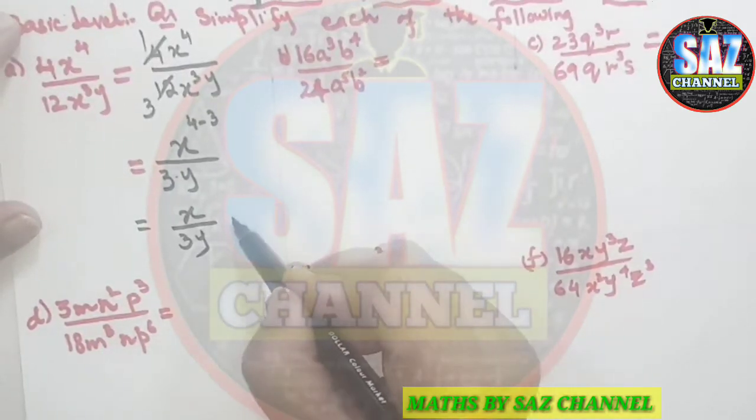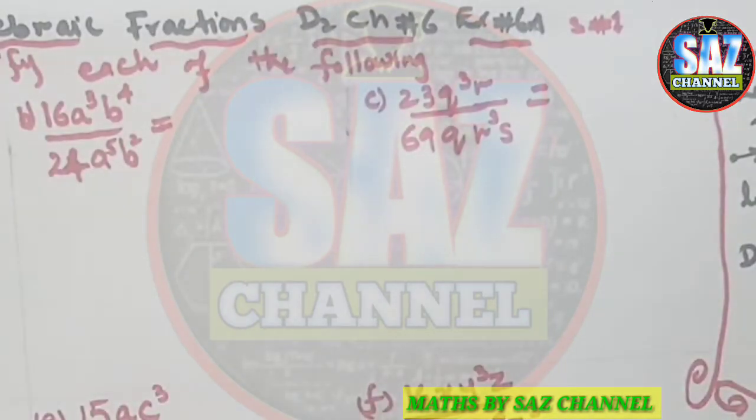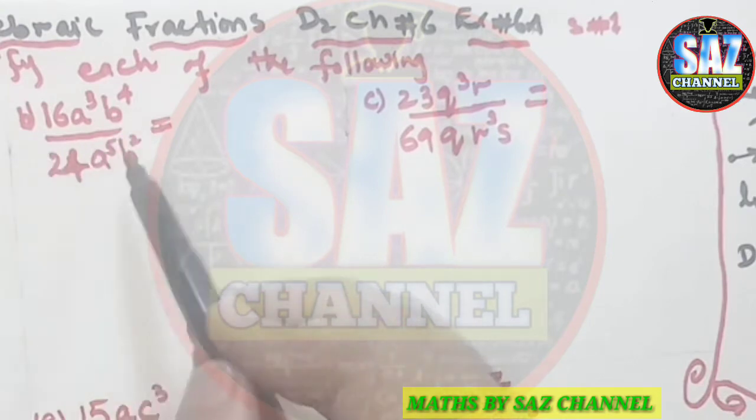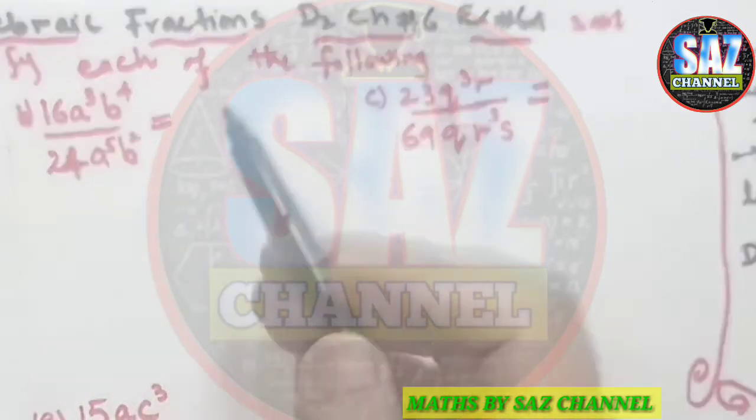I hope you are clear about this question. Let's move to the next question. Next question is 16a^3b^4 upon 24a^5b^2.